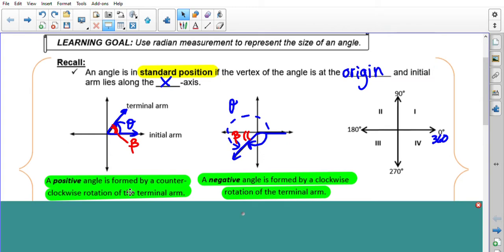All right, so just a reminder, a positive angle is always formed by a counterclockwise rotation. So coming up from the positive x-axis and then going counterclockwise. A negative angle is formed by a clockwise rotation of the terminal arm. So you're still starting here, but you're going this way clockwise. So this angle measure here would be negative, and then if you wanted to find its positive version, it would be what I've indicated in the dotted angle measure. And just a reminder, with our quadrants, we always label this quadrant 1, 2, 3, and 4, starting at the top right and then moving around.